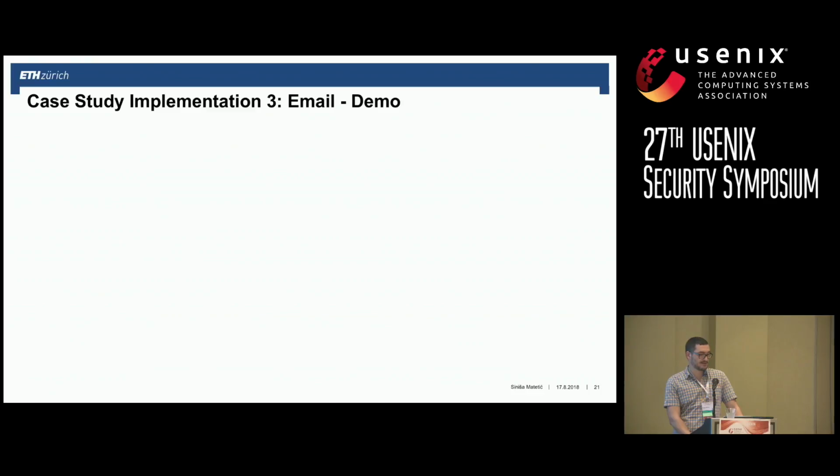Another implemented example that we did is email. Imagine you want to delegate access to your email to your personal assistant, but you really don't want him or her to see emails from your wife or from any other friends or whatsoever.